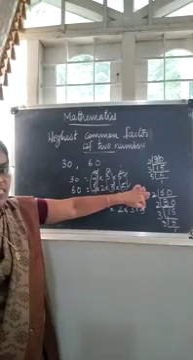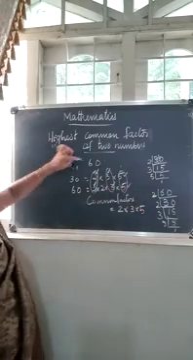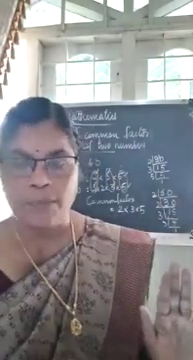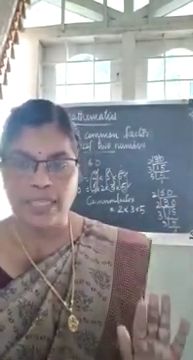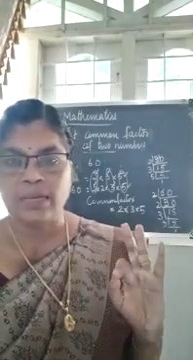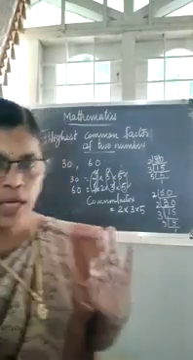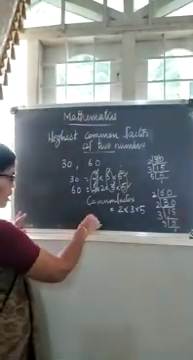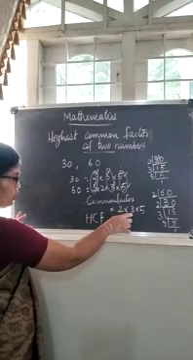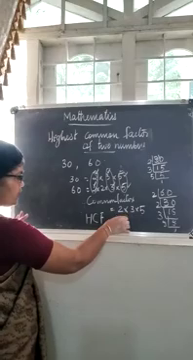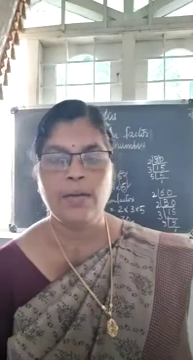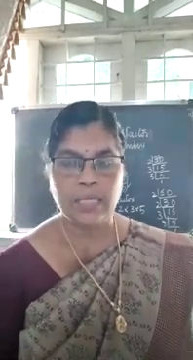So by which is the highest number we can divide 30 and 60? 30 and 60 can be divided by 30. Okay, the highest factor by which we can divide 30 and 60 together is 30. So the HCF is 2 into 3, 6, 6 into 5, 30. 30 is the highest common factor. Understood everyone? Is it clear? Okay.